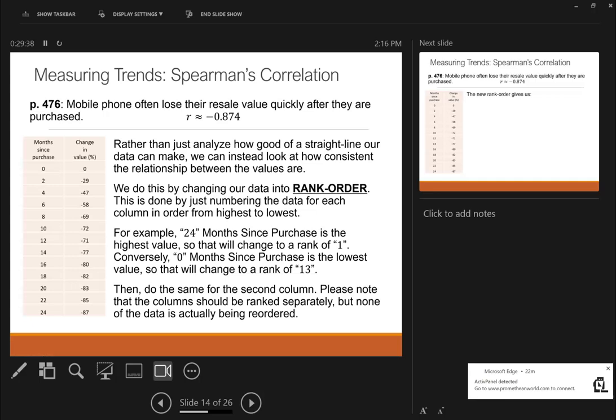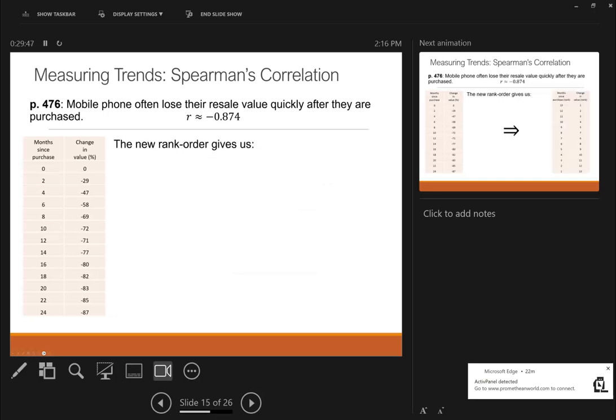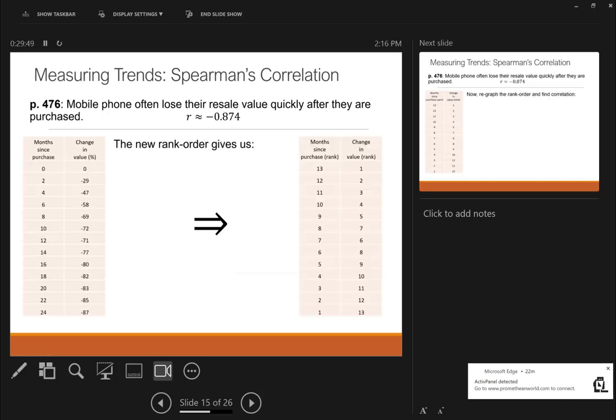And then we do the same thing for the second column. Observe, though, that these two columns are going to be ranked differently. So this is what I get. That's my new rank order data. Everybody's okay?